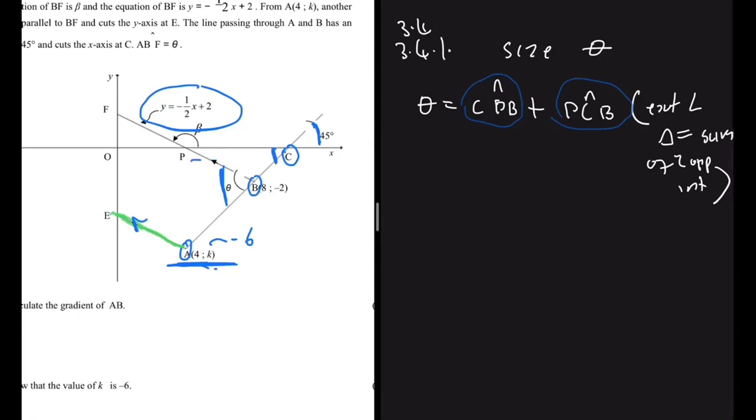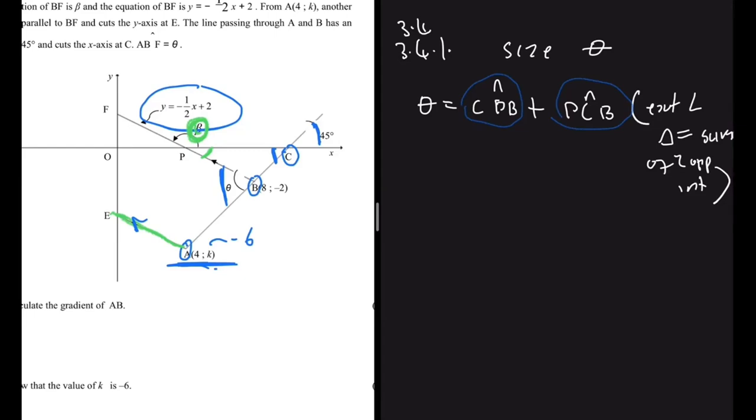So CPB is here. Let me change the color. So CPB is here, right? So how can we find CPB? We know that CPB plus this angle here, right, will be equals to 180 because they're on a straight line. So if we find this angle that I'm circling, then we're gonna be able to find CPB. But then how do we find that angle?